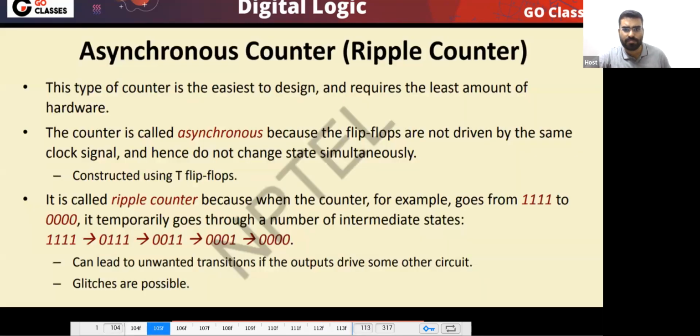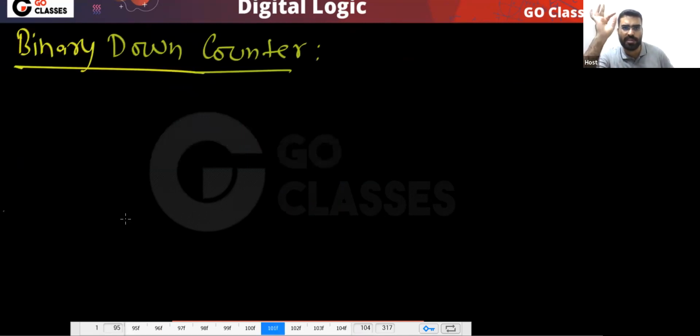Let's start now. First, which implementation will we see? Asynchronous implementation is what we will see first. First we will see binary counter, asynchronous binary counter. This is what we are going to study now.